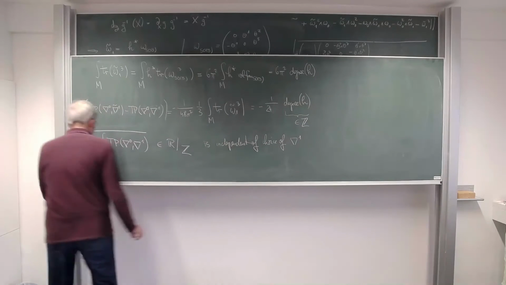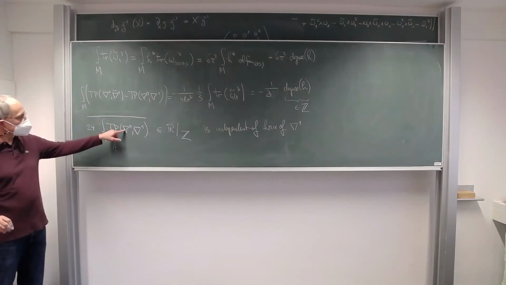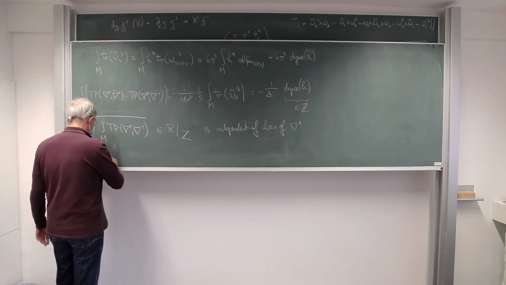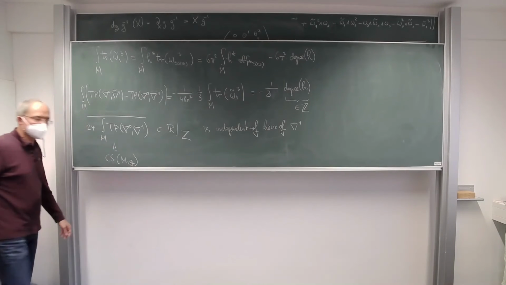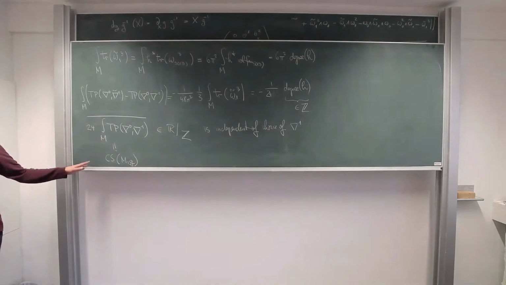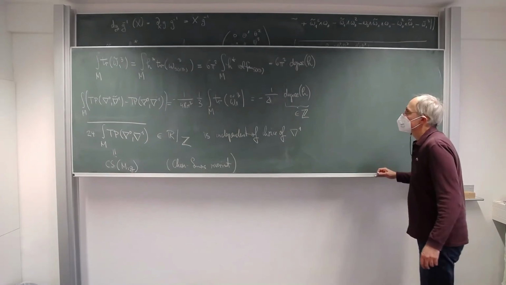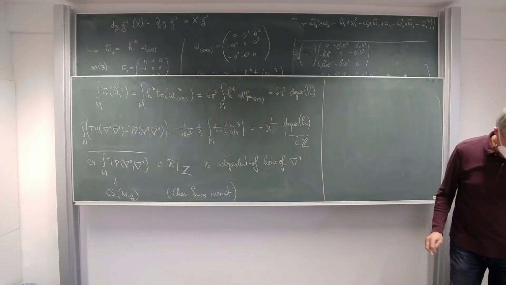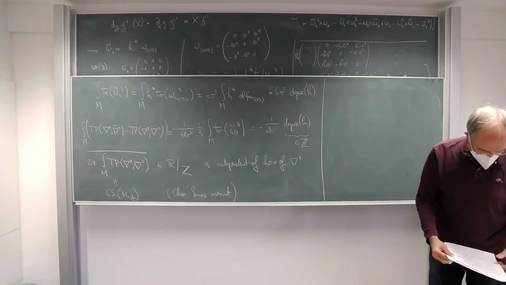And so we can call this an invariant, and it depends only on the Levi-Civita connection of the manifold. So it's an invariant for our Riemannian manifold. And that's the Chern-Simons invariant. Good. So that is the Chern-Simons invariant.